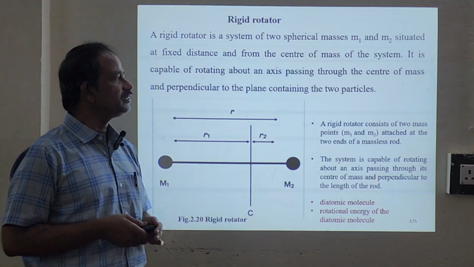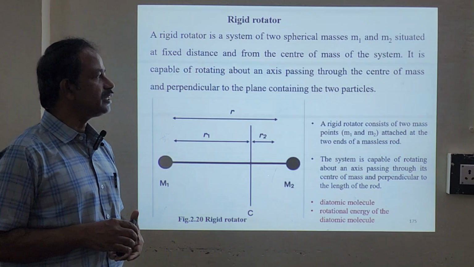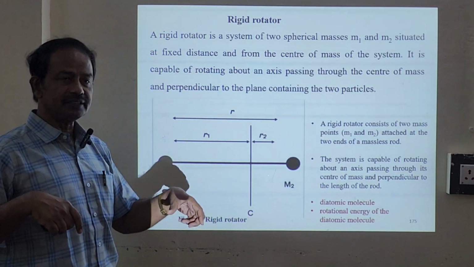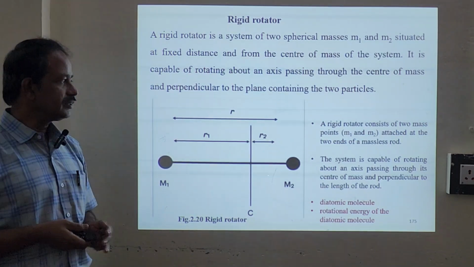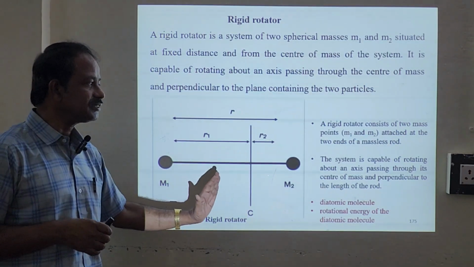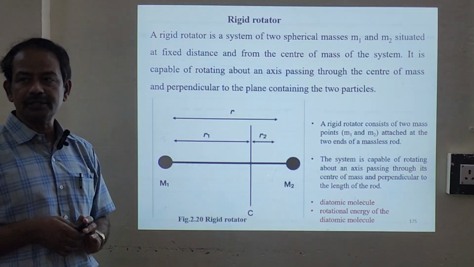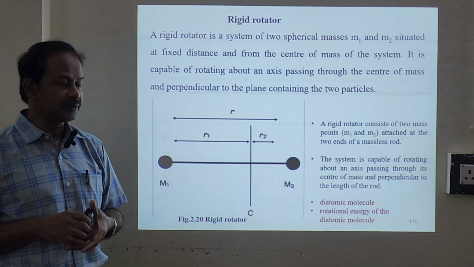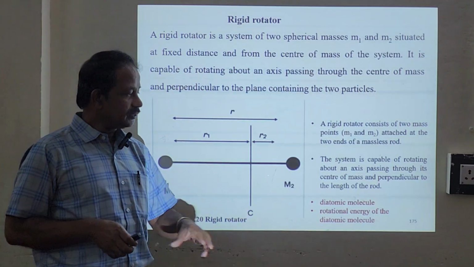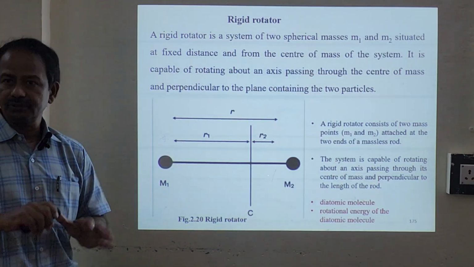So what is the definition of a rigid rotator? A rigid rotator consists of two mass points m1 and m2 attached at the two ends of a massless rod. The system is capable of rotating about an axis passing through its center of mass, perpendicular to the length of the rod. The example we know already is the diatomic molecule, and we are going to get the rotational energy of the diatomic molecule.